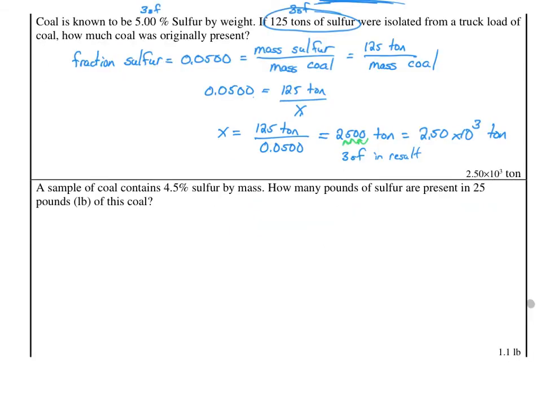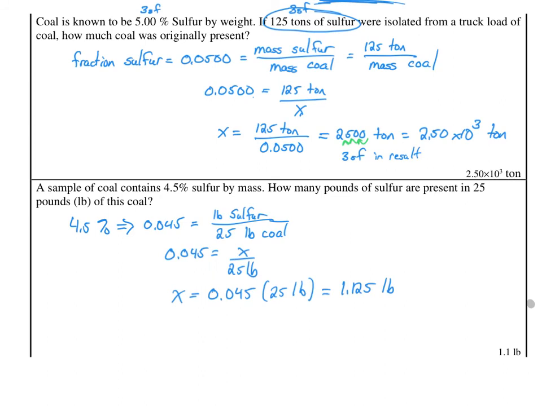The second problem, we're given a mass of sulfur, which is the part, and we want to find out how many pounds of coal there is, the whole of the coal. So here's the setup. 4.5% is going to be converted to its decimal equivalent of 0.045. We divide by 100. That fraction is going to be equal to the amount of sulfur over the total amount of coal. So we've rearranged our equation and solved for the missing variable.